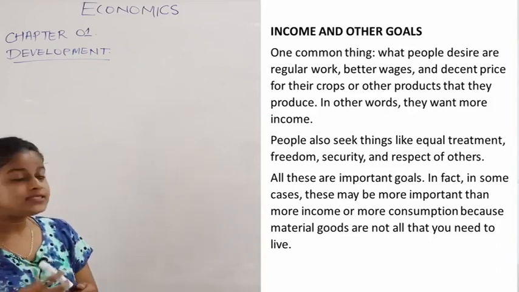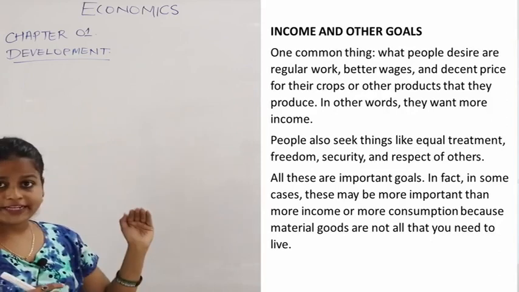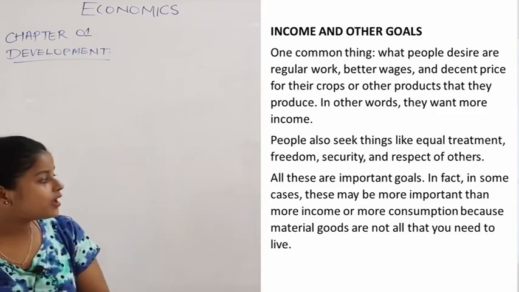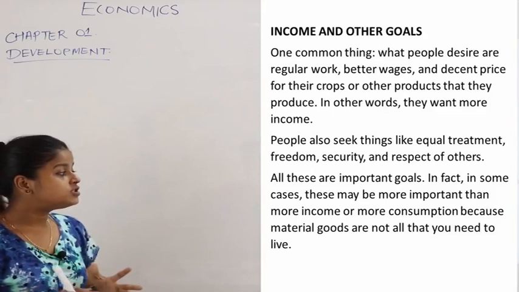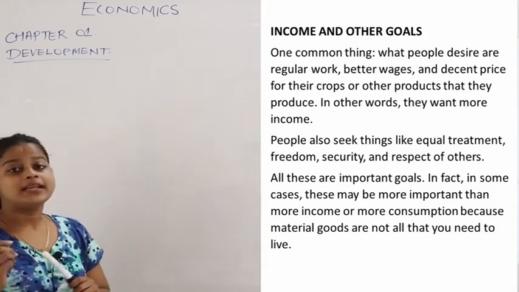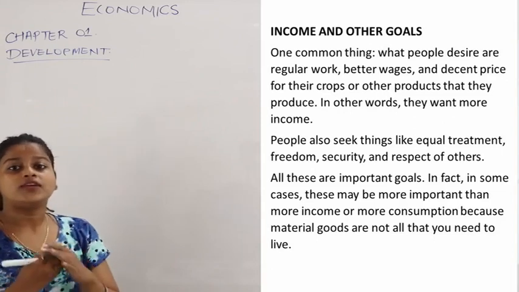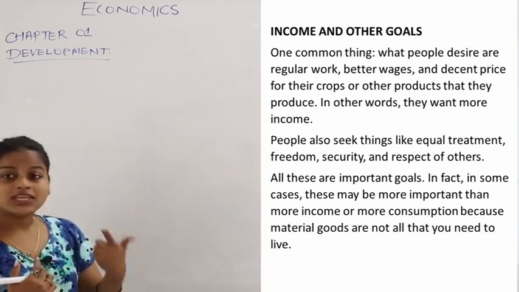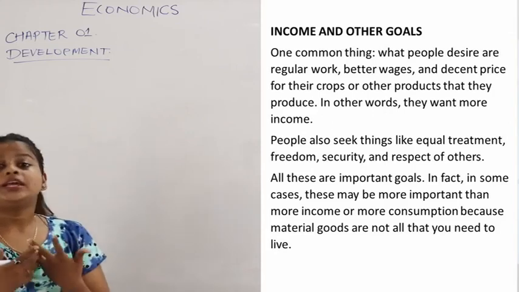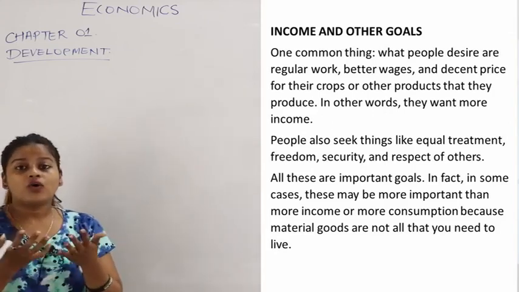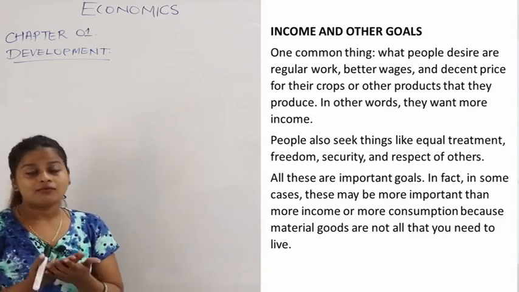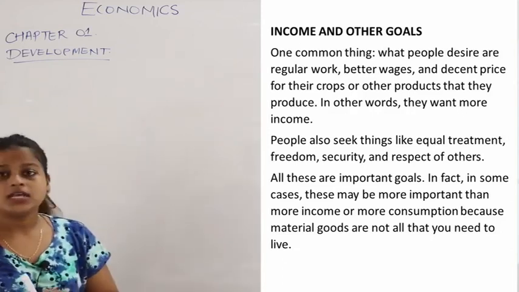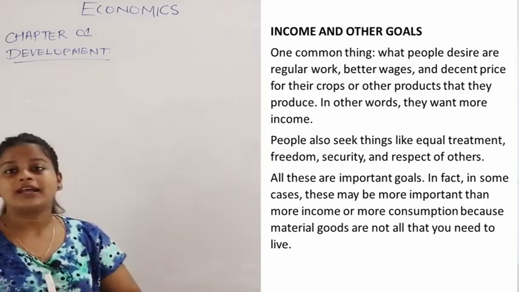So sometimes what happens is that these non-material things, freedom, equal treatment, are more important than people getting more income and more consumption, because material goods are not all that you need to live. Now material goods, as income, as in money, is not the only thing you need to live, okay. With that, what else do you need? You need freedom, you need security, you need respect from other people, you need equal treatment. Now when you have that, you are able to live your life more easily and more happily, okay. So for us, income alone is not important, but we also consider other factors like equal treatment, freedom, security and respect from others.